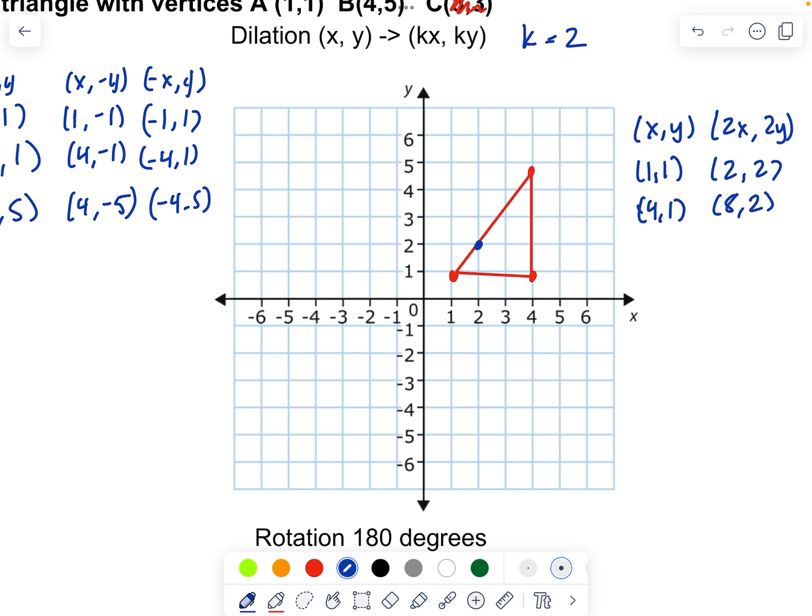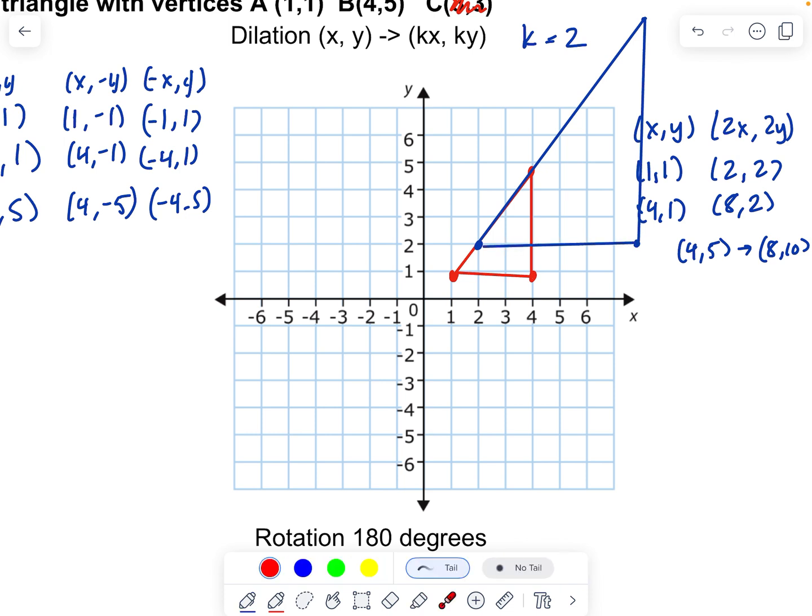Unfortunately, this is off of my graph here. It'll be over there. And then 4, 5 is going to go to 8, 10. And that's going to be way off the page, but we're going to end up with a triangle that looks something like this. And you'll notice that the length of each leg doubles. So this one is 3 units, and then the dilated is 6 units long.